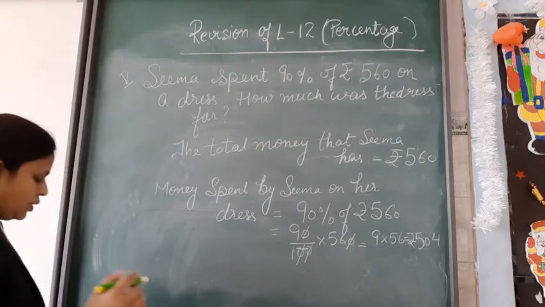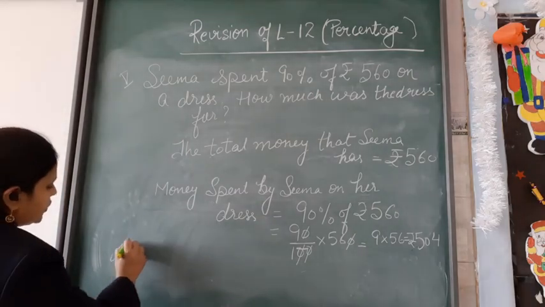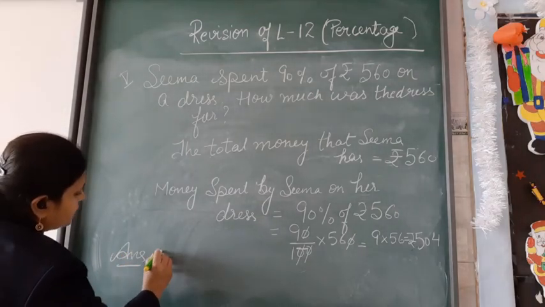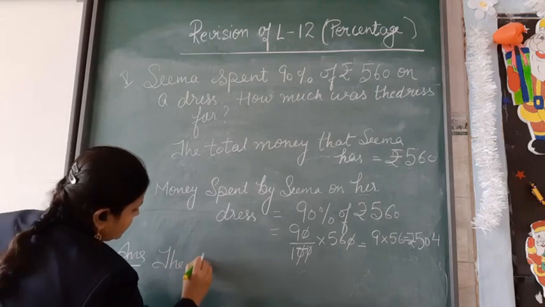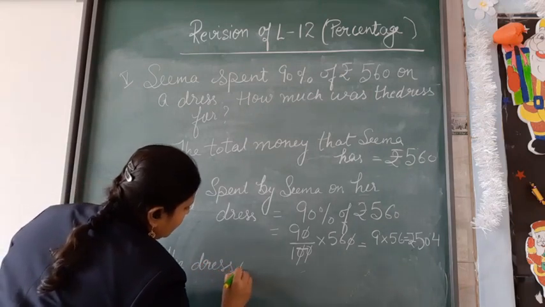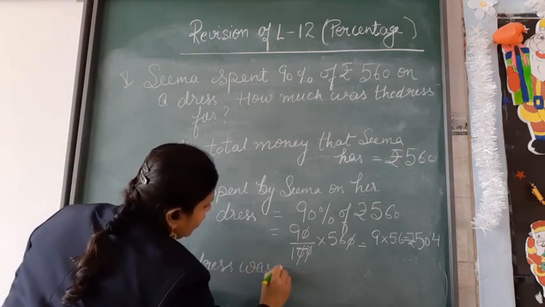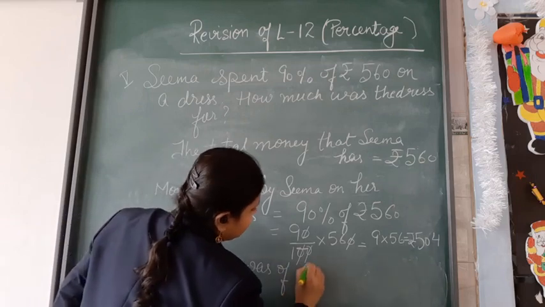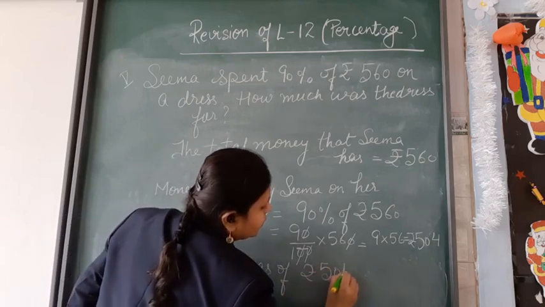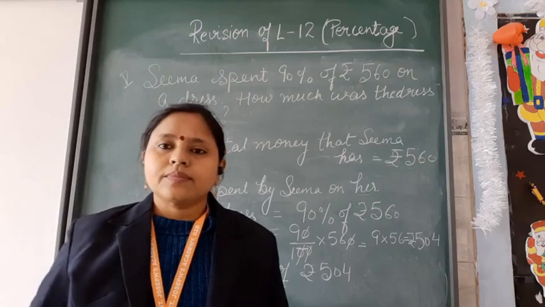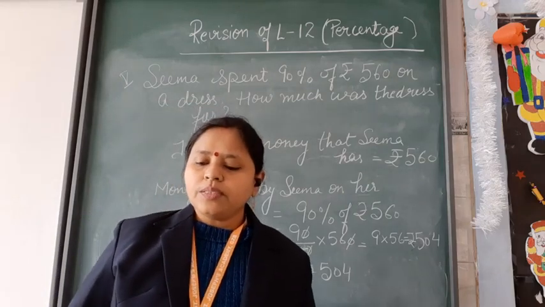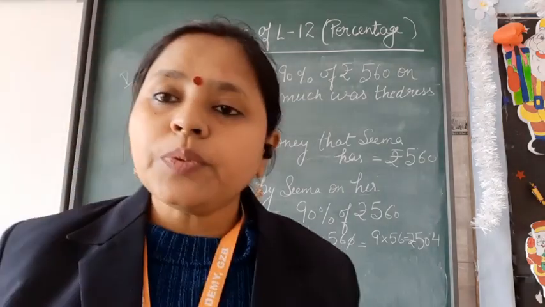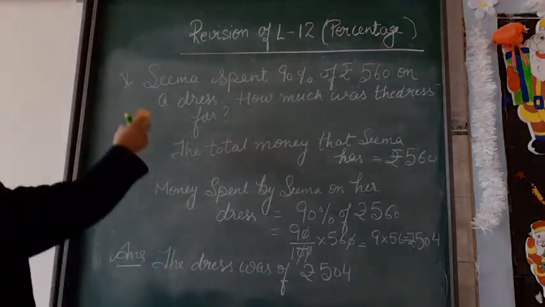So now children, you know how much was the dress for? So the dress was rupees 504. I hope you have understood this word sum. So now let us move to another word sum.